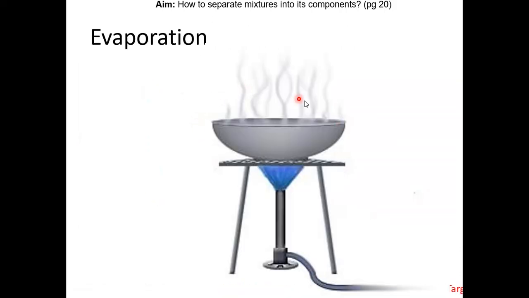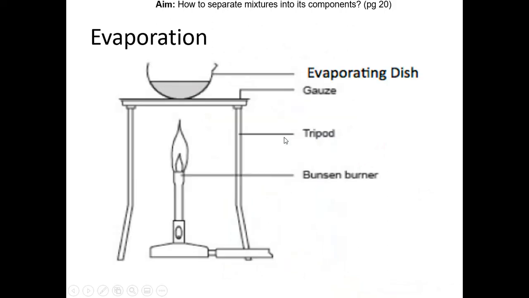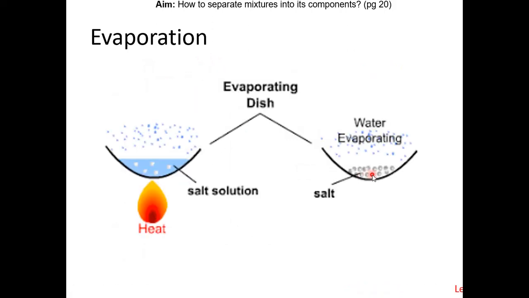The next one is evaporation. Typically, you're evaporating water. You have a soluble solid that's dissolved in water, and you want to get rid of the water by evaporating it. This is your evaporating dish that holds your homogeneous mixture. Below it is your Bunsen burner, which provides the heat, and you're basically boiling off the water. After you boil off the water, you're left with your solid that was originally dissolved in water.